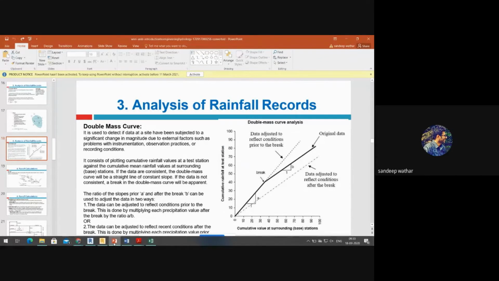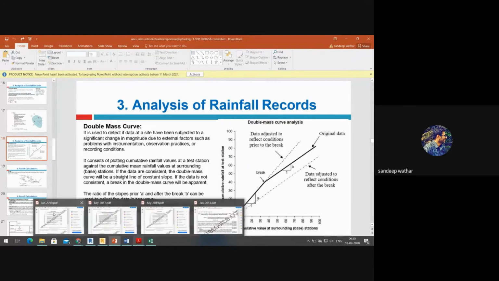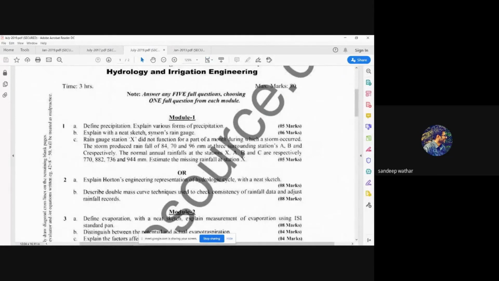Before that, I would like to solve a problem. So let me show you that problem. You can read the first one. Rain gauge station X did not have function for a part of the month during which a storm occurred. The storm produced rainfall of 84, 70, 96 mm at three surrounding stations A, B, and C respectively. The normal annual rainfalls at the stations X, A, B, C are respectively 770, 882, 736, 944 mm. Estimate the missing rainfall at station X.